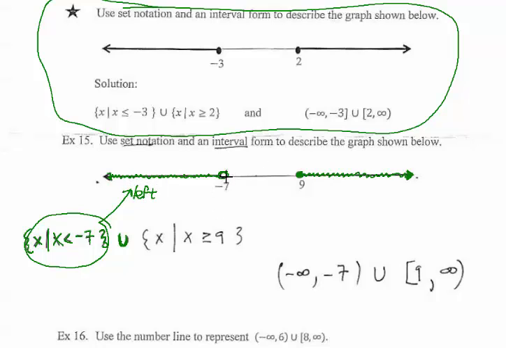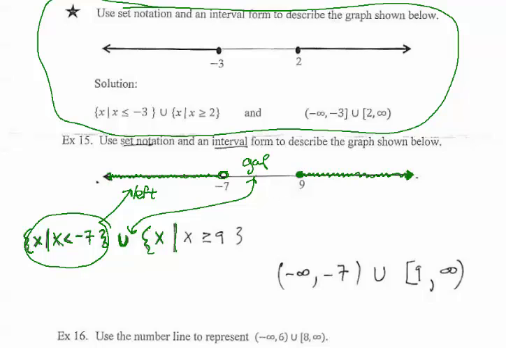Alright, then we have a gap, and so in our set notation we put a union symbol. So we can join the two parts together. Then we pick it up with the 9, but we're dealing with set notation, so we put a bracket, X, vertical bar. It's just automatic.